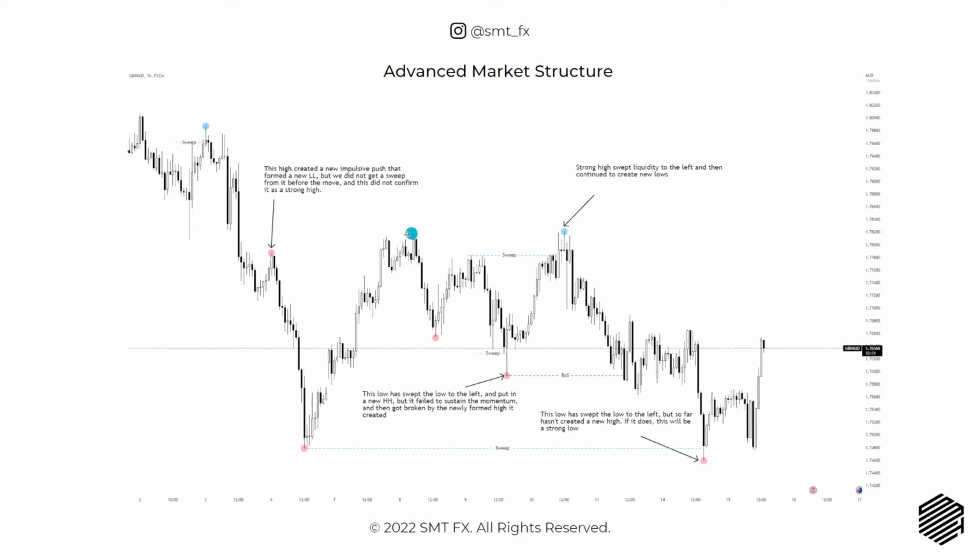Now, at that point, this would have been classed as a strong high until we then see further to the right that this high here is actually swept past this one. And then this high has now been swept because we've had a sweep of liquidity caused by this strong low. So this would have been a strong low when this was formed. As we can see, we've had a sweep of liquidity. We've then had a push to the upside.